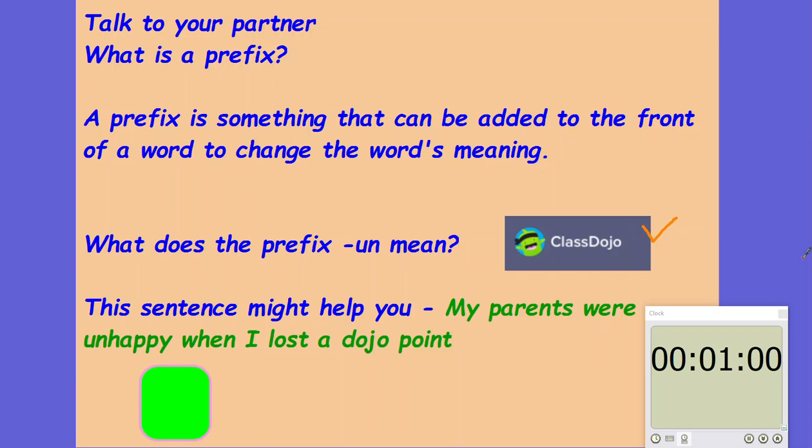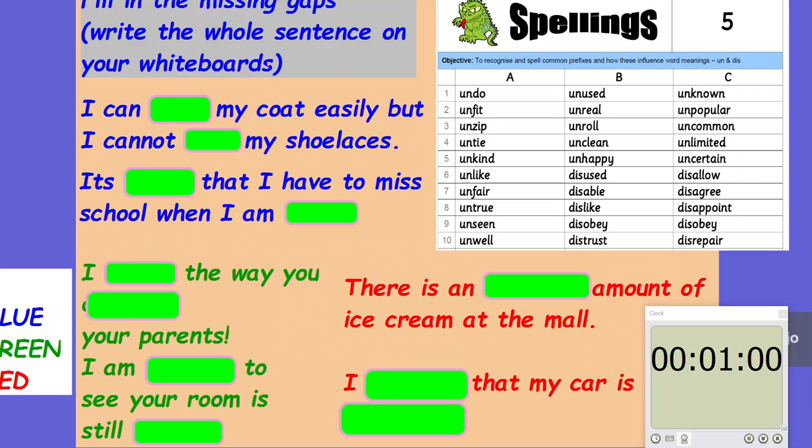Okay, the second question, what does the prefix un mean? And here I wrote a sentence using the prefix un, and the answer to that question is not. So the sentence works just as well if you say, my parents were not happy when I lost a dojo point. Exactly the same meaning there. Okay, so if you said not, you can also give yourself a tick, which will be a dojo, and a house point later.